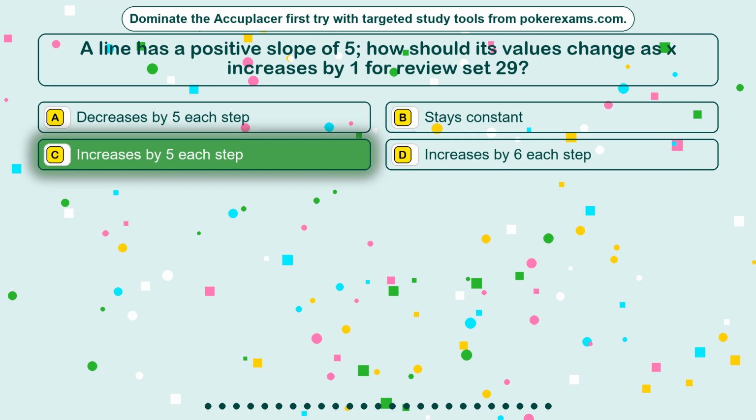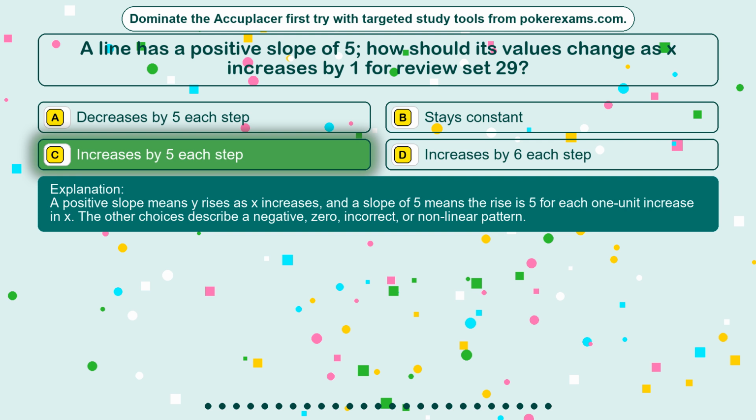The correct answer is option C, increases by 5 each step. A positive slope means y rises as x increases, and a slope of 5 means the rise is 5 for each 1 unit increase in x. The other choices describe a negative, 0, incorrect, or nonlinear pattern.